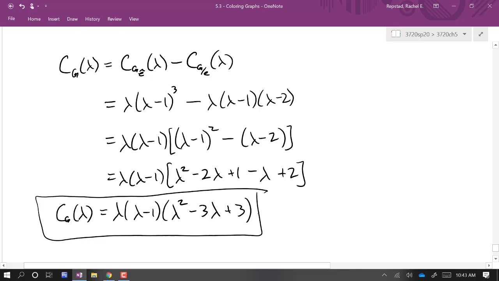So sometimes we could find a chromatic polynomial just by inspection. Sometimes we might need to break it down into the two related graphs so that we can use that equation. Given how this polynomial looks, the fact that it doesn't factor all the way, finding it just by inspection would be difficult.